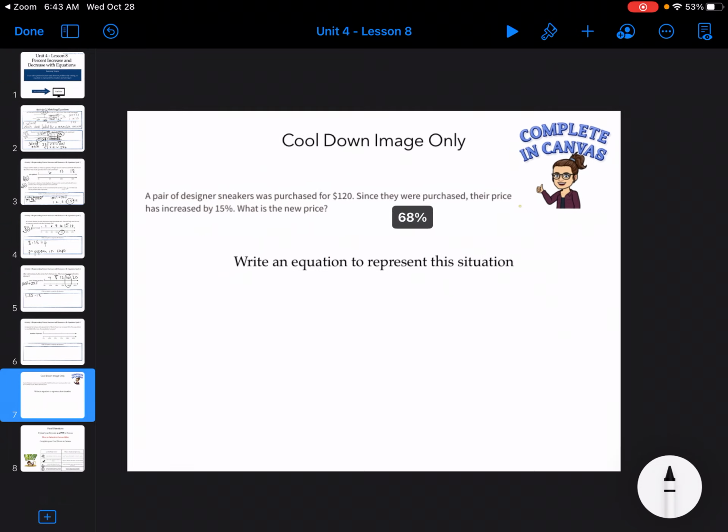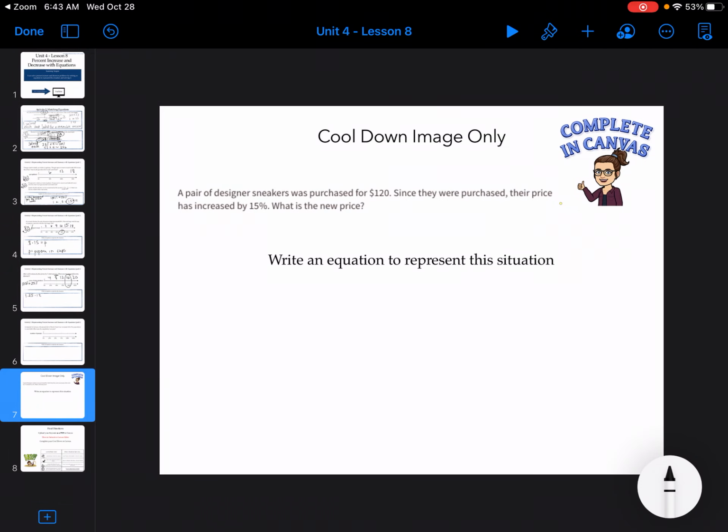So now they're asking you, a pair of designer sneakers was purchased for $120. Since they were purchased, their prices increased by 15%. What is their new price? So you have to be able to tell me the new price and write an equation. So there are 2 steps to this.